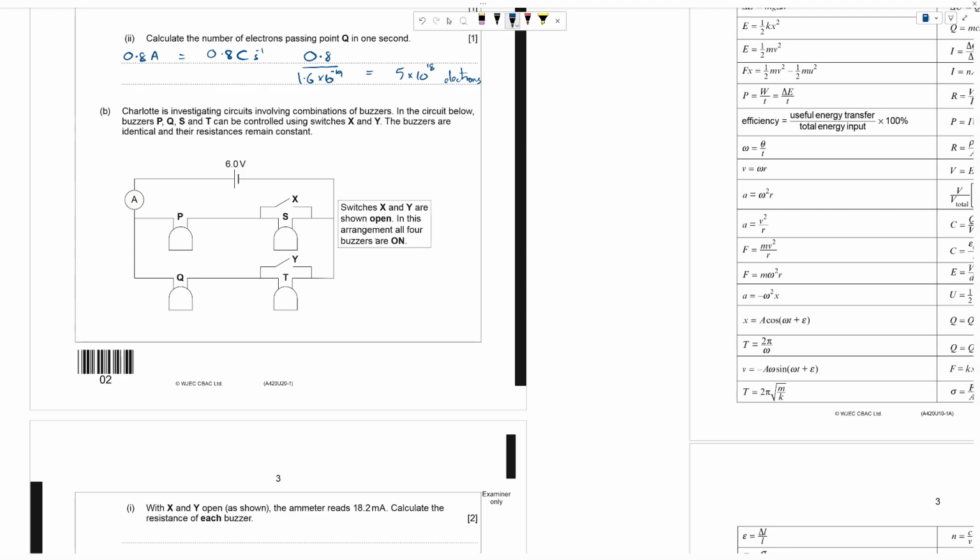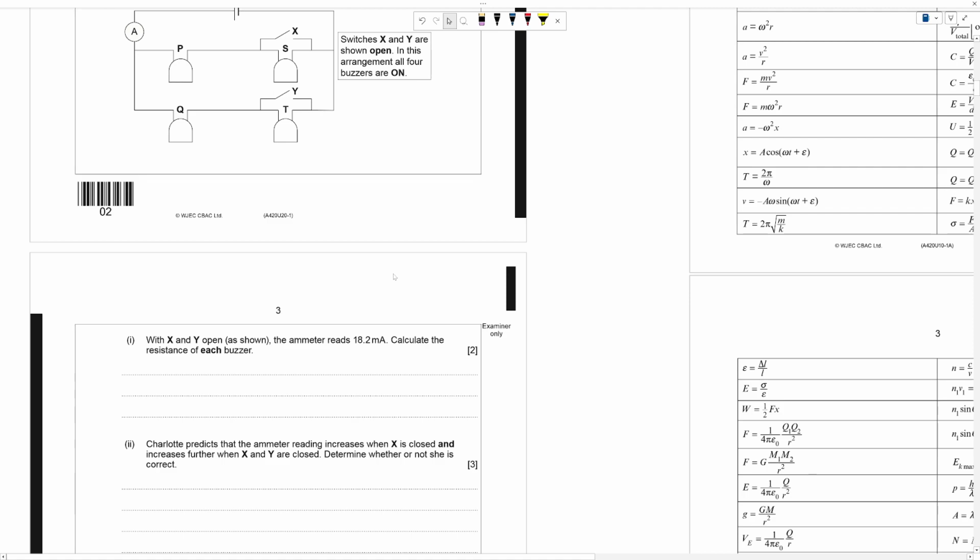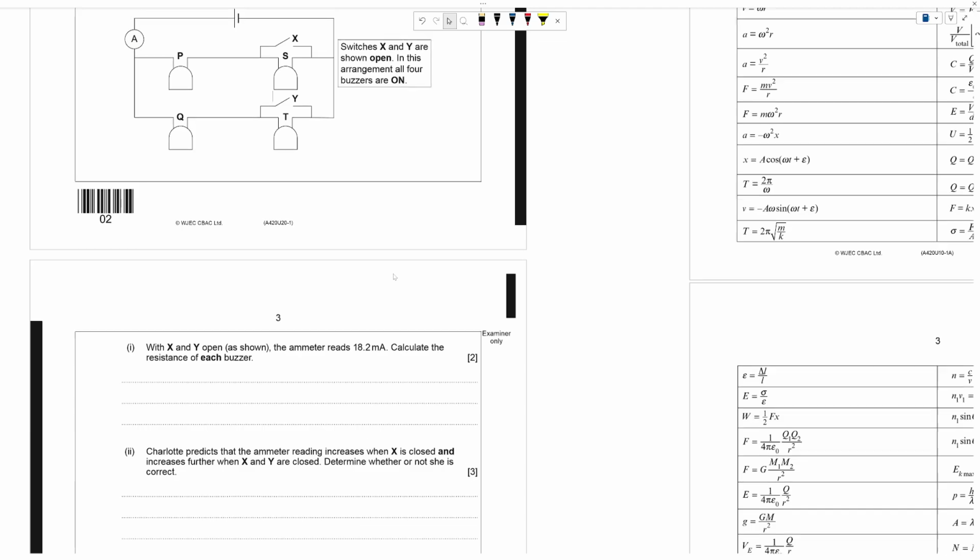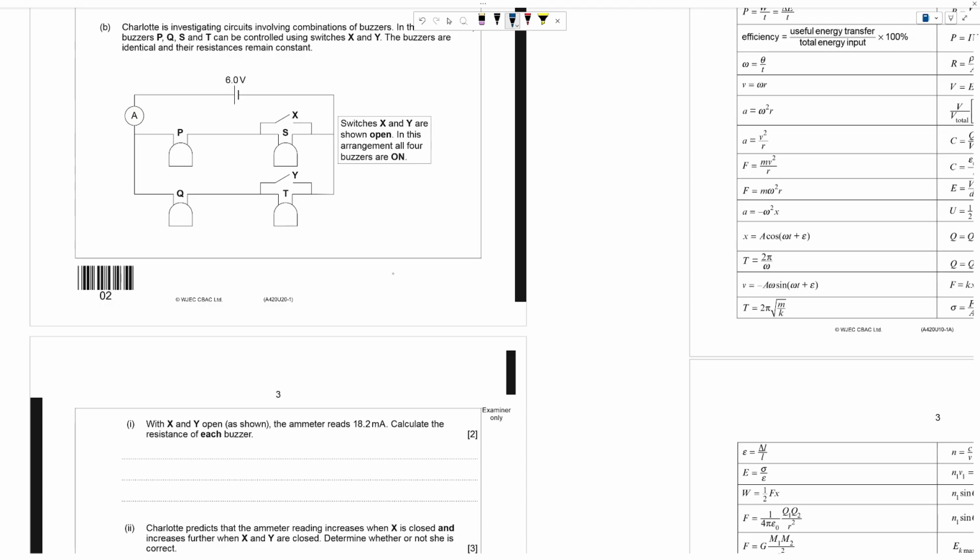So initially X and Y are open, and in this arrangement all 4 buzzers are on. With X and Y open as shown, ammeter reads 18.2 milliamps. Calculate the resistance of each buzzer. Okay, so the total circuit resistance, this is a parallel circuit, so calculating total resistance in parallel, we do 1 over total resistance is going to be equal to 1 over the resistance of the top branch, which is 2 times R, because there are 2 buzzers in series, plus 1 over the resistance of the bottom branch, which is also 2 times R. So 1 over 2R plus 1 over 2R equals 2 over 2R, which just equals 1 over R. So the total resistance is just equal to the resistance of 1 buzzer.